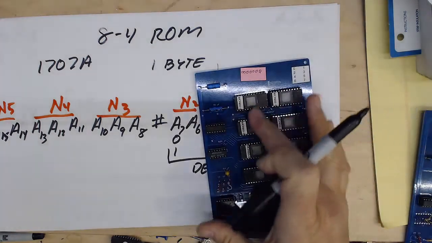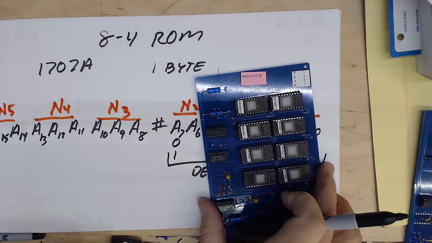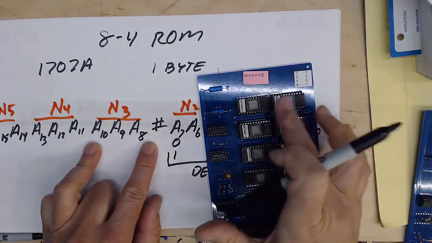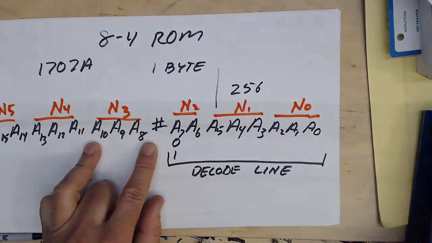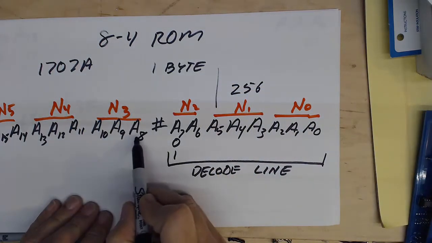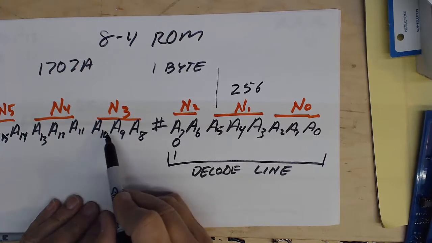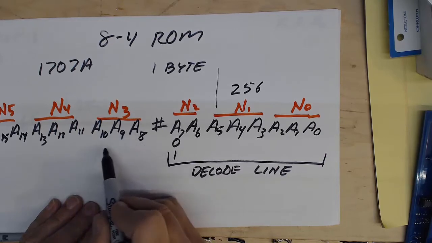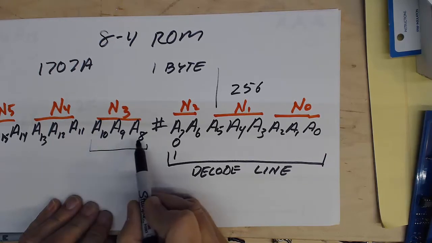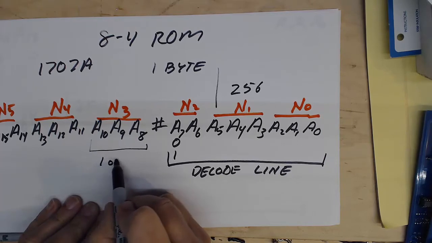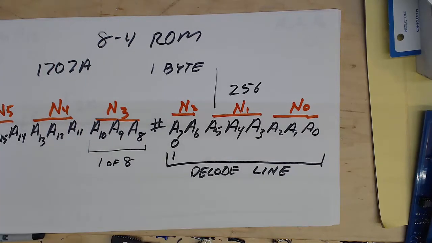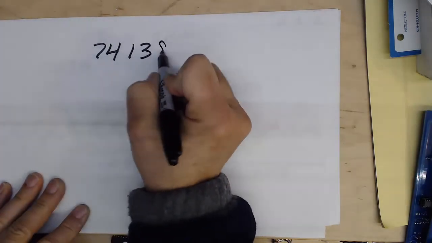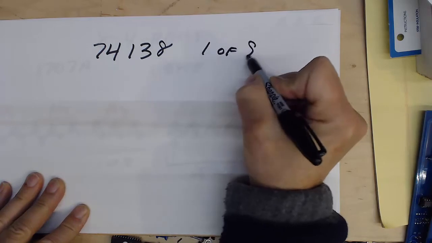Now we have 8 chips on this board. What we're going to do is use the next 3 bits in the address to decide which of these chips we're talking to. Okay, so we've got 3 bits, and coincidentally with 3 individual bits, we can pick 8 different things. Okay, so what we've got is 3 addresses, and we want to pick 1 of 8. So please welcome the 74138 1 of 8 decoder.